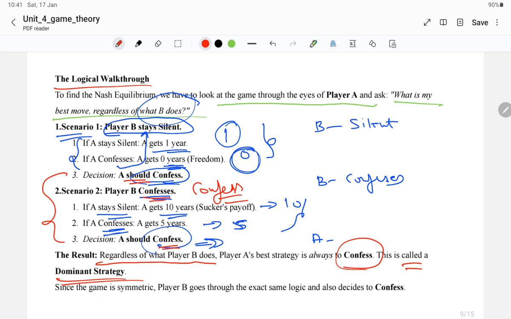Since the game is symmetric, which we already discussed in the earlier video, player B goes through the exact same logic and he also decides to confess, right? So this is the logical walkthrough. In the prisoner's dilemma, whether player B stays silent or confesses, the best choice for A is always confessing. Since it is a symmetric game, player B also decides in a similar way.